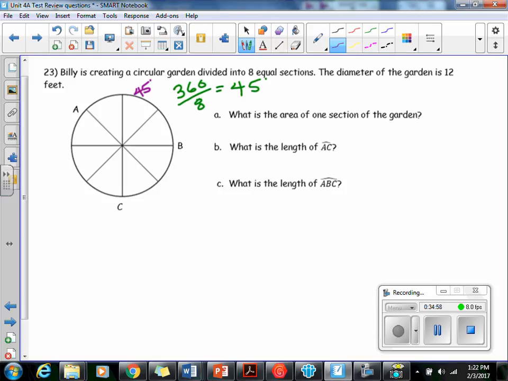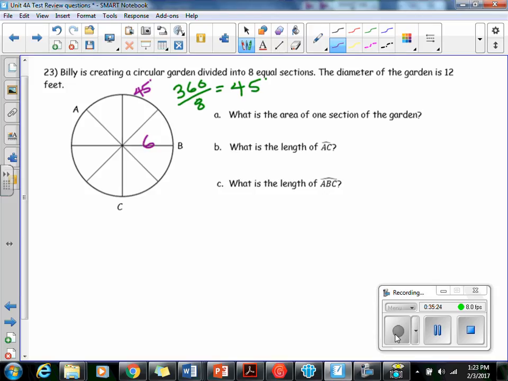All right, now, they told us, all right, so every single angle is 45 degrees. The problem said that the diameter of the garden is 12. Pick that up, Cameron. If the diameter is 12, what's the radius? The radius will be 6.